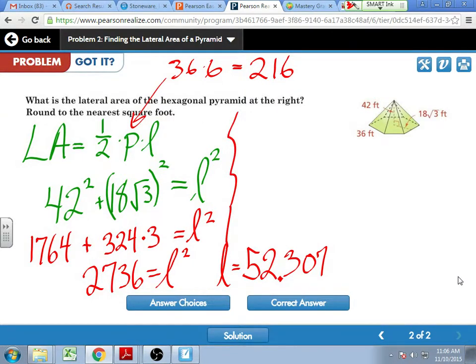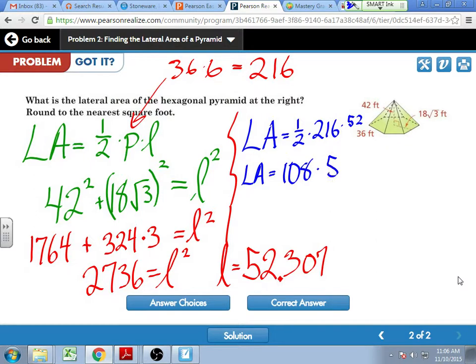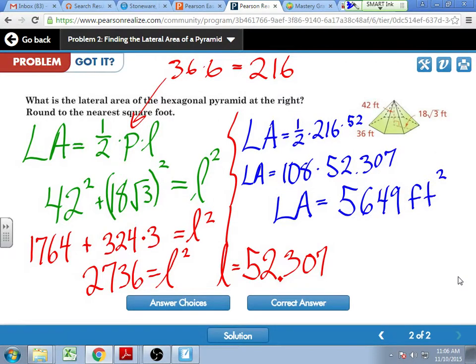You can turn that into 108, because times 1.5. Since it's going to be 1/2 times the 216 times my 52-ish, it becomes 108 times that 52.307, and your lateral area becomes 5,649 feet squared. I just took 216 and divided that by 2.